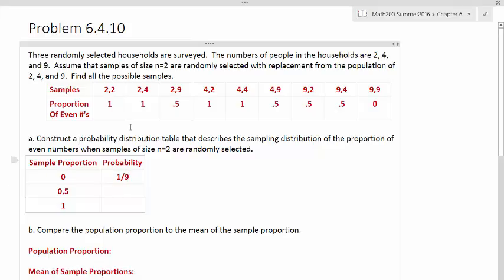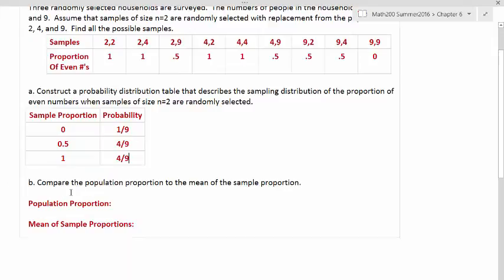Now, how many of them are 50% even? There's 1, 2, 3, and 4. So 4 out of 9. And then how many are 100% even? There's 4 out of 9 as well. So here is our probability distribution table of the proportion of even numbers.